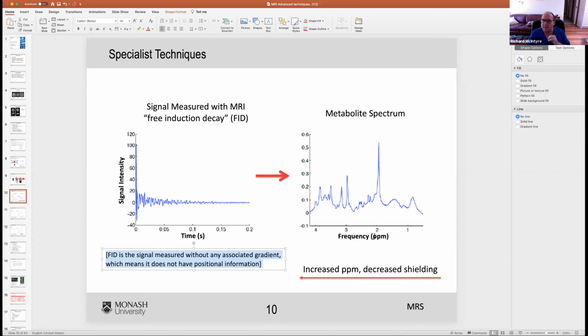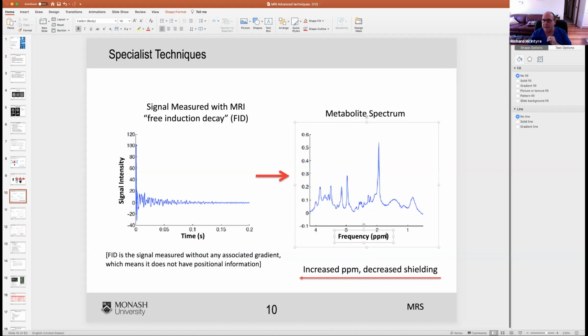Increased frequency is parts per million. We'll discuss it in a minute, but we use parts per million so that we can compare the spectrum at 1.5 versus 3 versus 7T. So we have a standardized difference in resonant peaks.